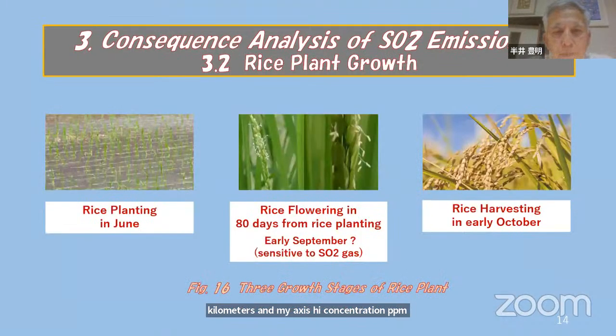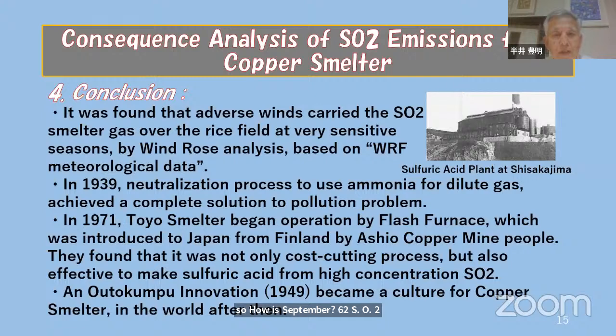Talking about rice plant growth, there are 3 stages: rice planting in June, rice flowering 80 days after planting, and rice harvesting in early October. So early September is sensitive to SO2 gas. This is the conclusion.